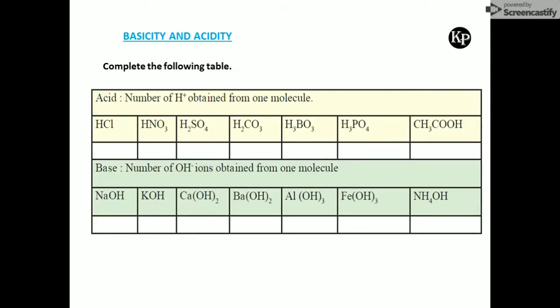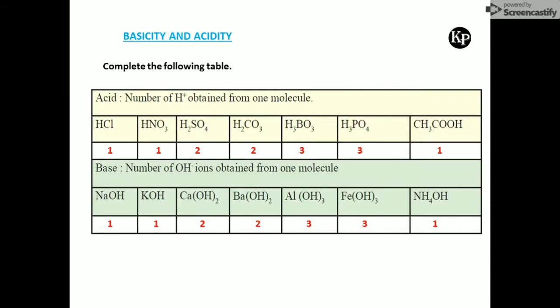Let's see. In the acids, HCl has 1, HNO3 has 1, H2SO4 has 2 H plus ions, and H2CO3 has 2 H plus ions. In the same way, acetic acid has 1 H plus ion. And in the case of bases, we have to identify the number of OH minus. In NaOH, one OH minus is there. In KOH, one OH minus is there. In Al(OH)3, three OH minus are there. In Fe(OH)3, three OH minus are there.